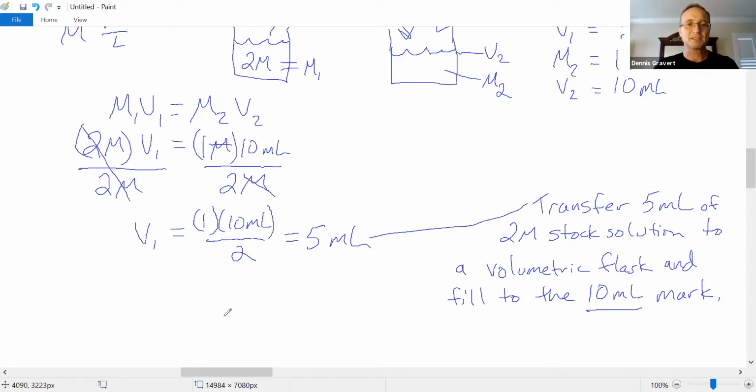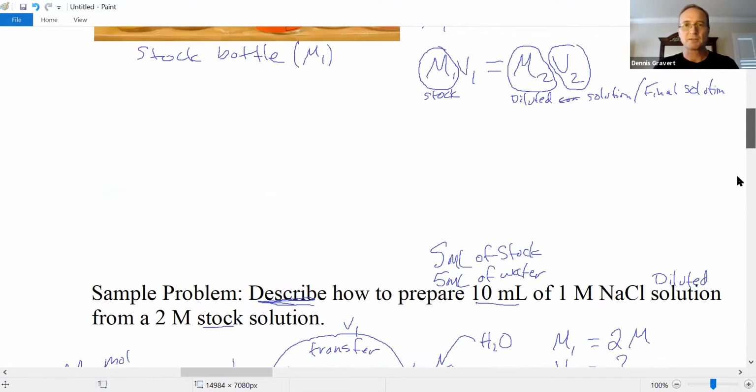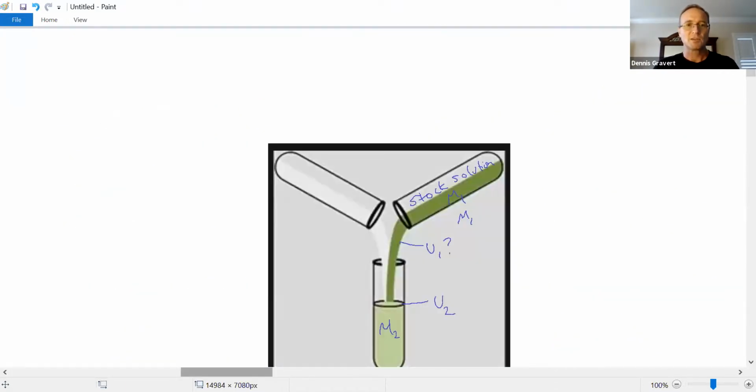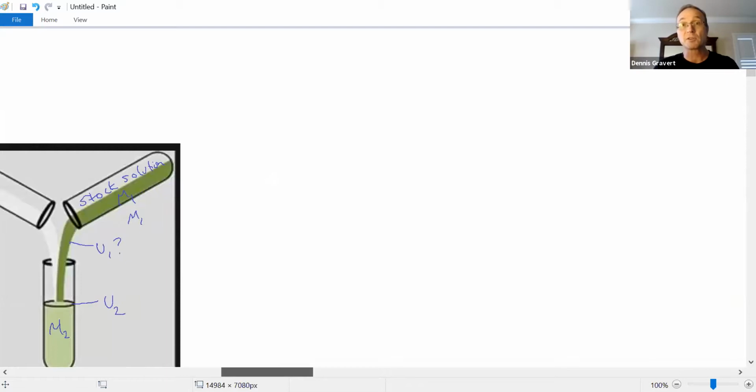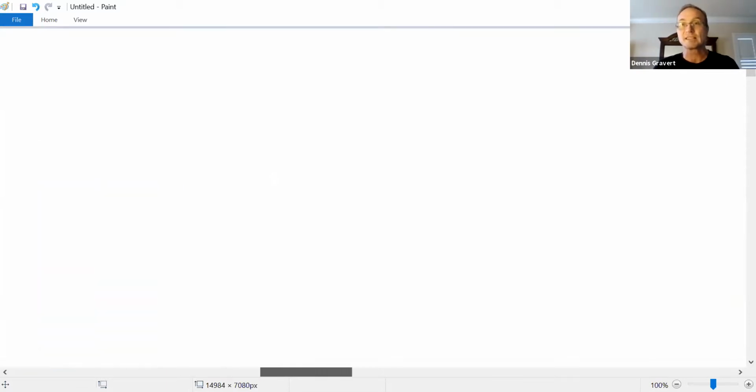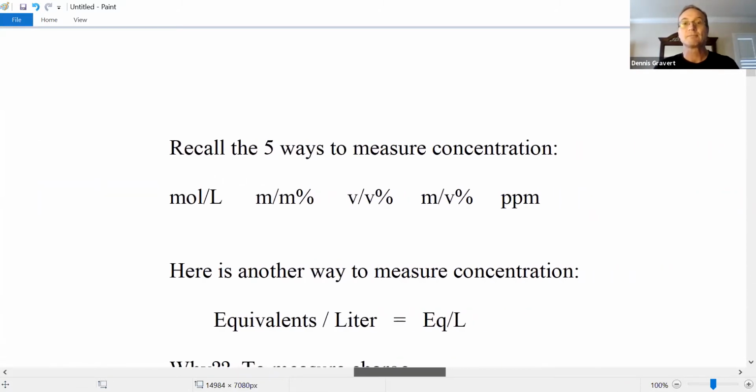Last topic, this one's a little weird. It's called equivalence. Anybody planning to work in the medical field? Or anyone planning to look at your lab reports after your next doctor's visit? Then you need to know about equivalence.